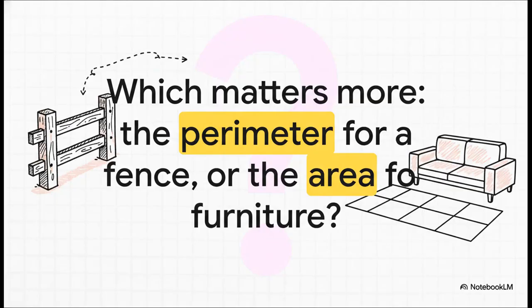So now you really see the difference, right? One measures a line, the other measures a surface. The next time you're planning something, whether it's a garden or just rearranging your room, think about it. Do you need to know the perimeter or do you need to know the area? Asking the right question is half the battle.